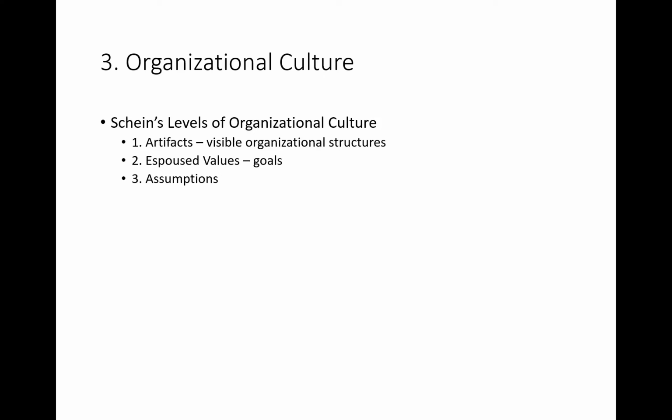Those are the espoused values of the organization. Then at the third level, the much more hidden level, are these basic assumptions. These are basic assumptions that we as members of the organization all share about how we treat each other, for example. So we all assume that we are going to treat each other with civility in a collegial manner.